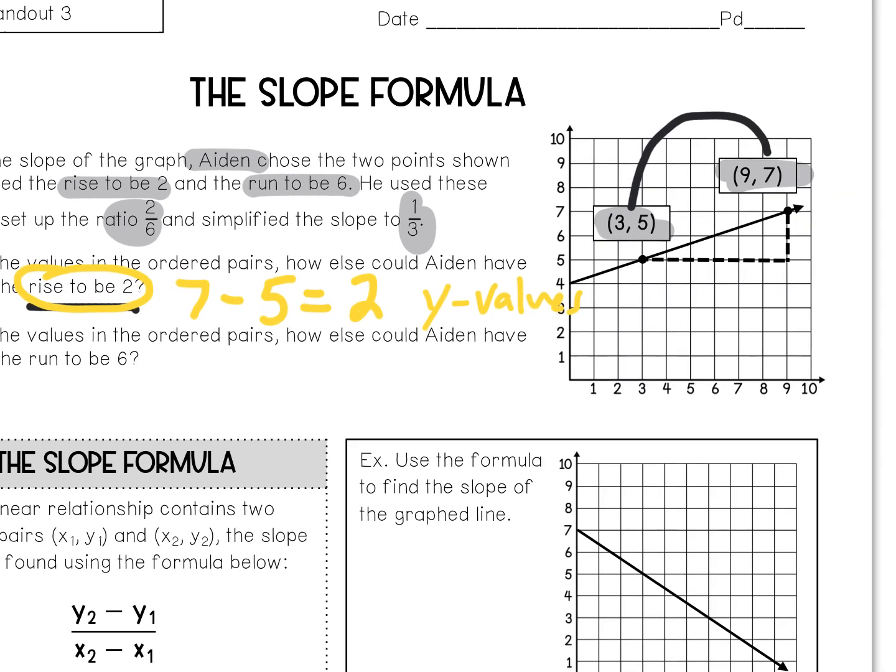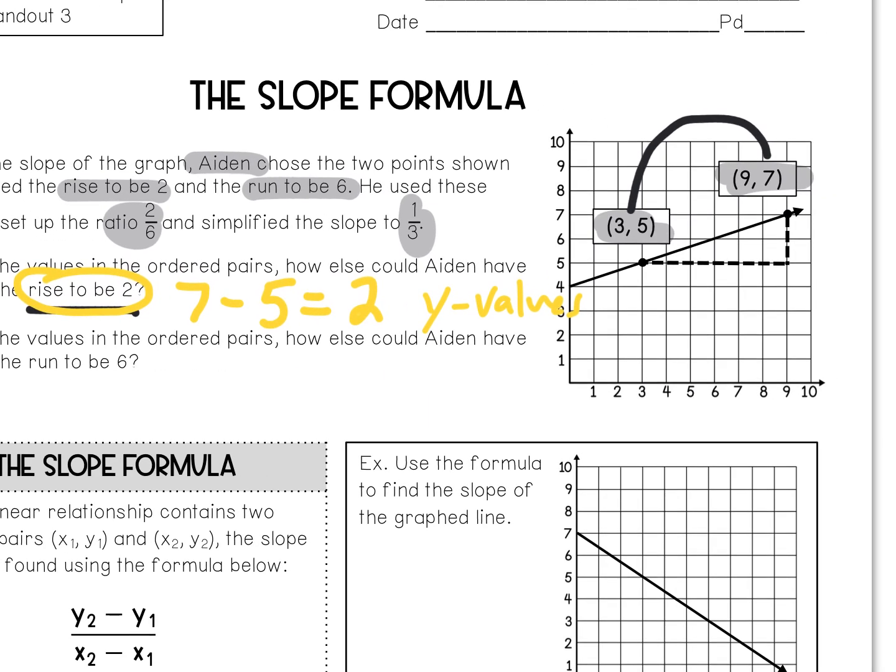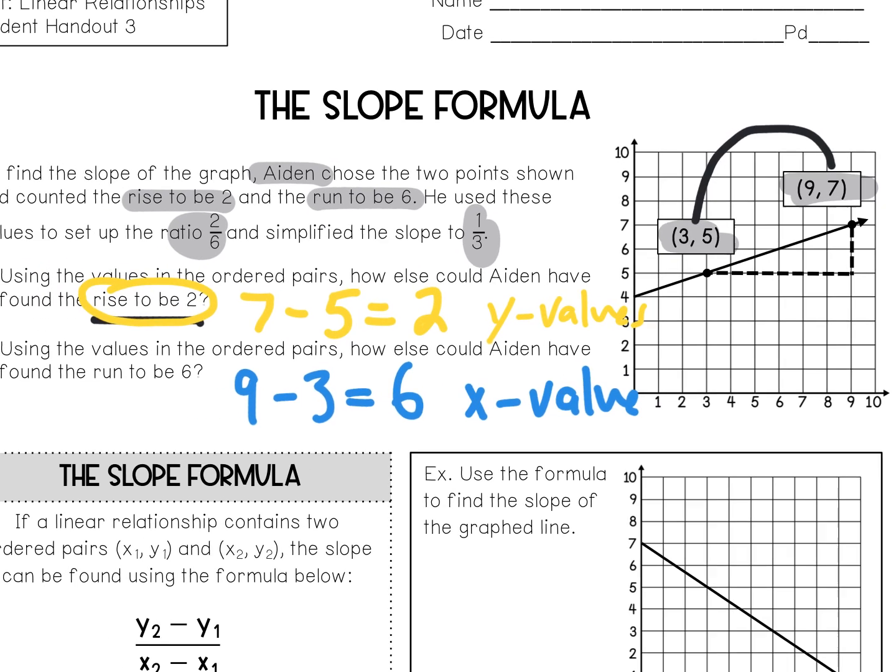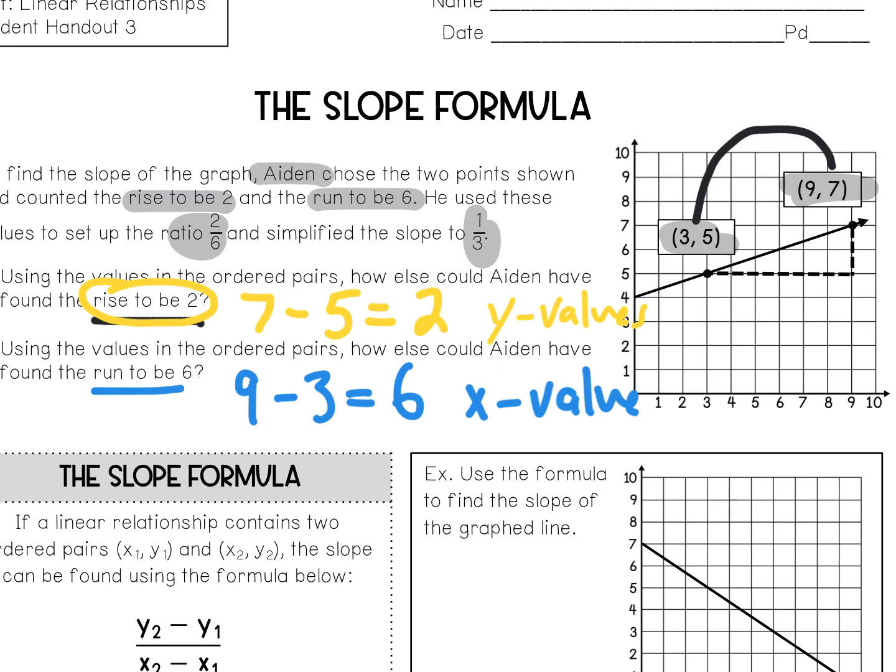So what other values in the ordered pair could give me 6? 3 and 9. Okay, but 3 minus 9, right, so it'd have to be 9 minus 3, because otherwise I would have a negative value, and it's not negative. And it's also an x value. Okay, and that's the run. So what other things are associated with run? Horizontal, x, left and right, run, all of those go together.